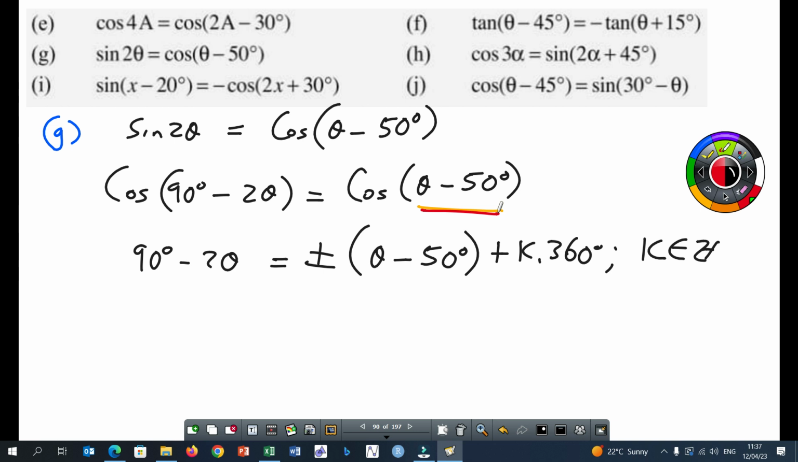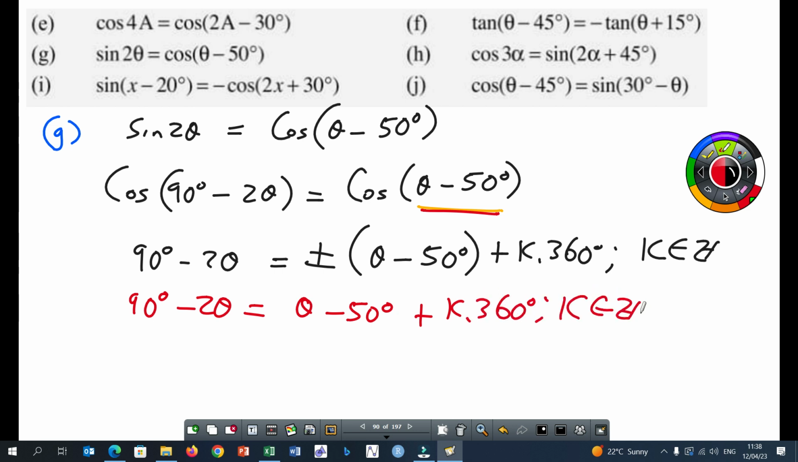Alright. So from here, we can break this out because this binomial here, or rather this reference angle, is a binomial. Because it's a binomial, it complicates things to just work with plus or minus as is. So you break up the plus or minus into the positive and the negative. So if I start with the positive, I'll end up getting theta minus 50 degrees plus k times 360, where k is an integer.